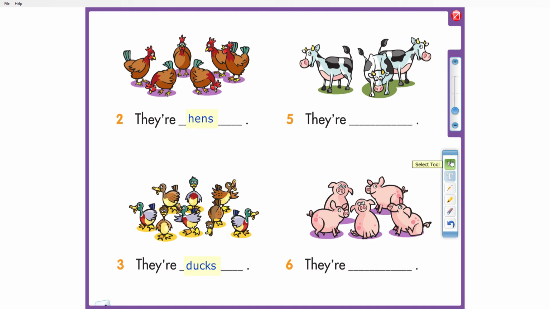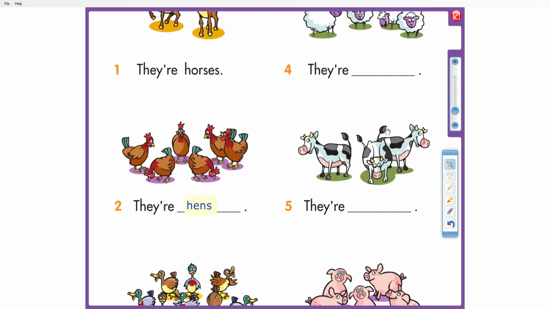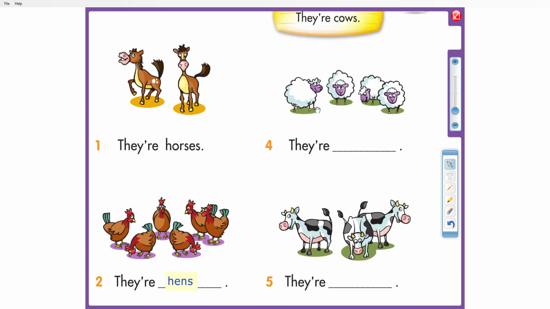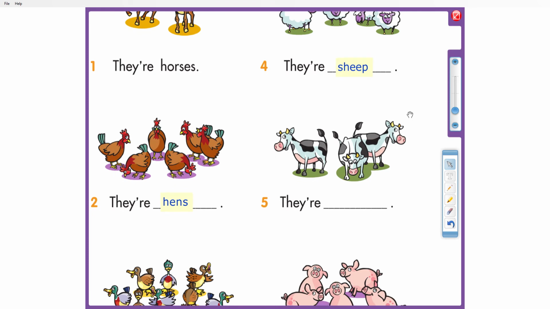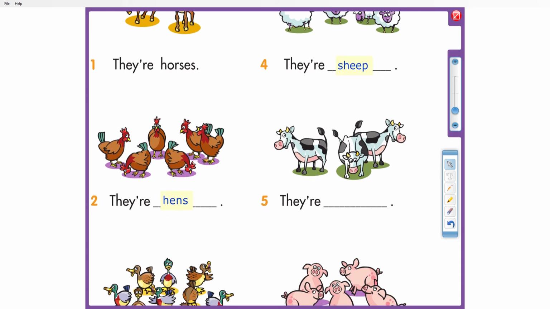Number 4. What is number 4? 1, 2, 3, 4. 4 sheep. Remember, sheep doesn't have an S. We don't add the S here, okay? Number 5. These are 1, 2, 3. They are cows.